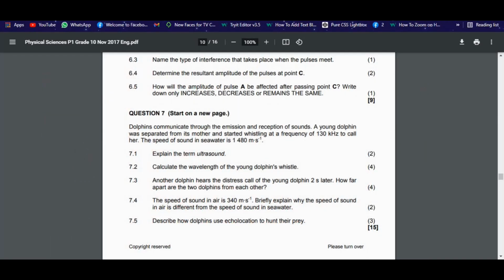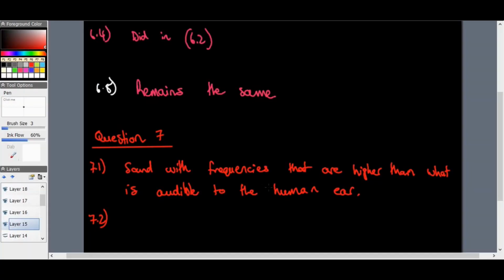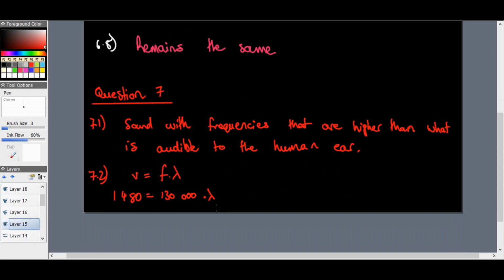7.2 was the next question there. Calculate the wavelength of the young dolphin's whistle. So when it comes to wavelength, which we learned under transverse waves, we use the formula V is equal to the frequency times lambda. Now, velocity, or the speed of sound, we already have is 1,418. And we try to calculate the wavelength. We know the frequency, which was given at 130 kilohertz. We have to use frequency that is measured in hertz, so we have to say 130,000 times lambda. And we obviously need to divide both sides by 130,000.